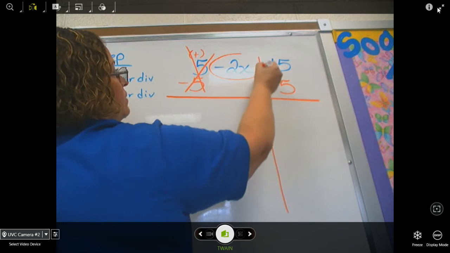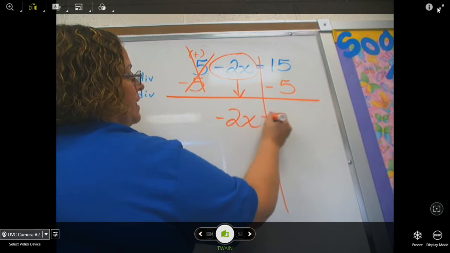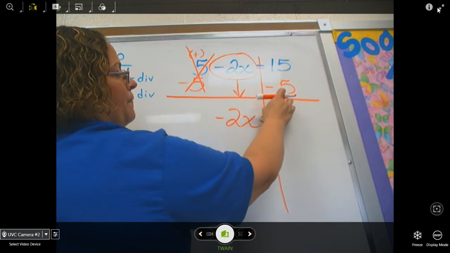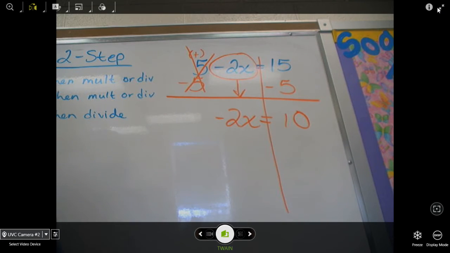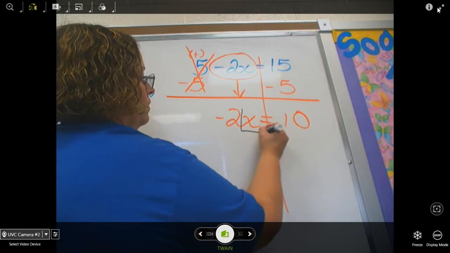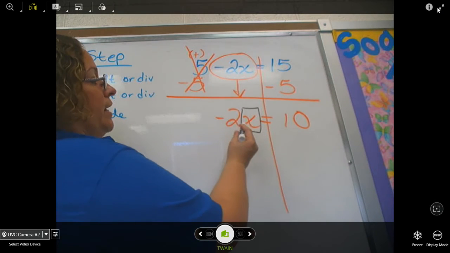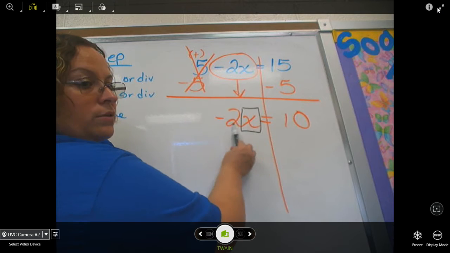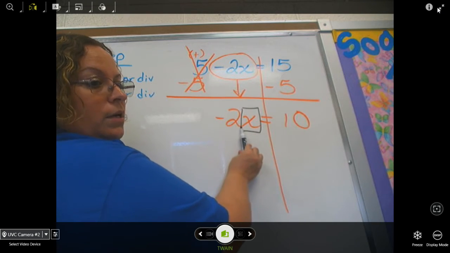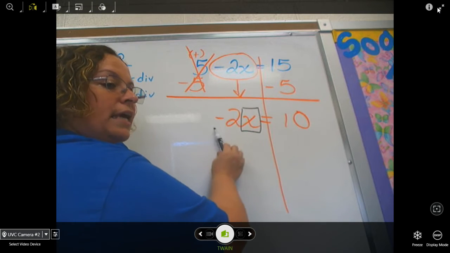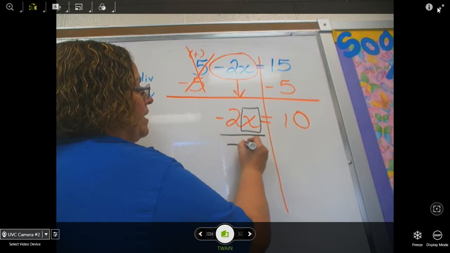This whole thing comes down. So that's -2x equals, what's 15 minus 5? That's 10. Now remember, we are still trying to quarantine this variable, right? We're still quarantining it. So remember again yesterday, we talked about it. They're sitting right on top of each other or right beside each other. This is multiplication. What's the opposite of multiplication or the inverse of multiplication? It's division. So I'm going to divide this by -2.